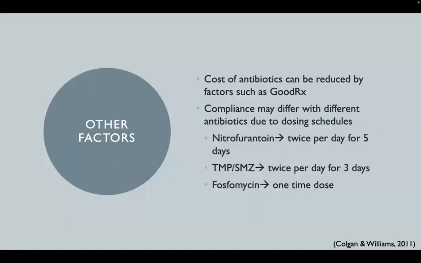Some other factors to consider. The cost of antibiotics can be reduced by factors such as GoodRx. Another thing to consider is that compliance may differ with different antibiotics due to dosing schedules. So for example, nitrofurantoin is given twice per day for 5 days, Bactrim is given twice per day for 3 days, and fosfomycin is given as a one-time dose. So, it is important to take your patient's daily schedule into your consideration when you're prescribing your antibiotics. That way they will be the most compliant, so it'll benefit them in the best way it can.